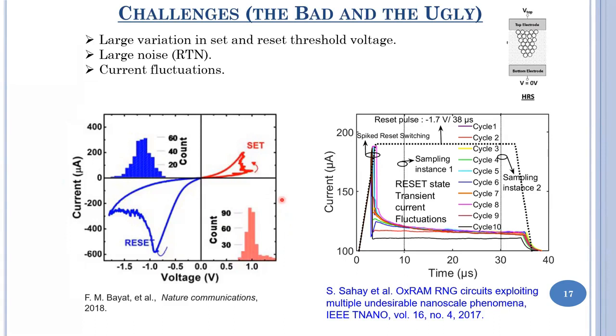And that can be exploited as a static entropy source for a physical unclonable function, or a dynamic entropy source for a true random number generator. So instead of looking at these variabilities as bad or ugly, we can also exploit several other applications from them. And that is precisely what people do.